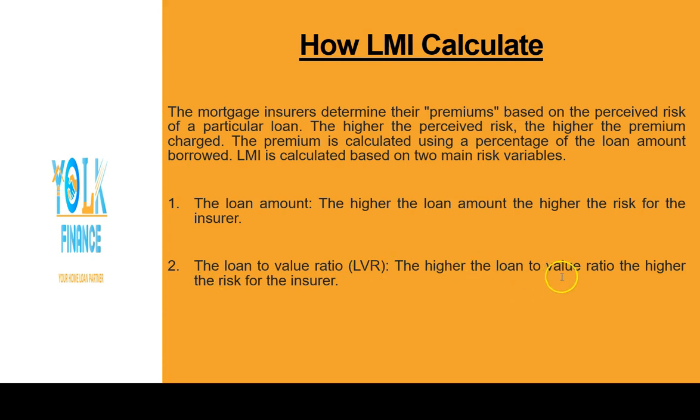The second is the loan to value ratio. The higher the loan to value ratio, the higher the risk for the insurer. Based on the LVR, normally there are three tiers of LMI. First, the 80 to 85% bracket. Second, the 85 to 90% bracket. And third, 90 to 95%. A lower LVR represents lower risk and the LMI premium will be lower. As you increase the LVR, the LMI premium will be higher because of the risk factor.